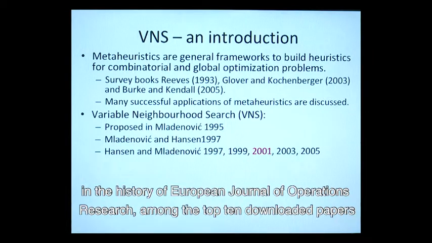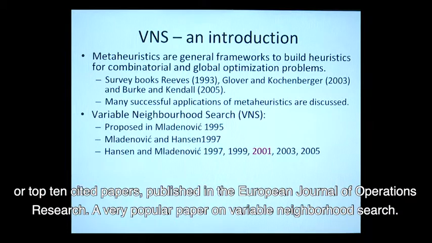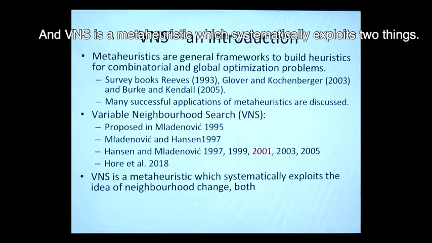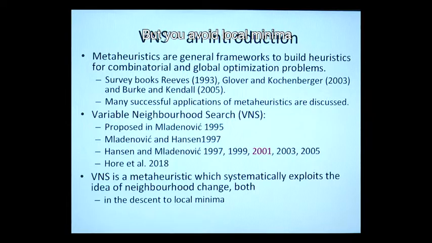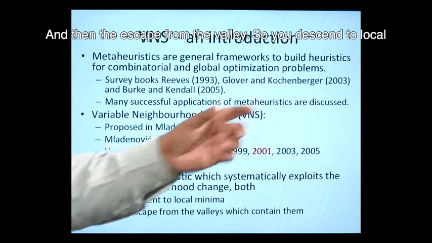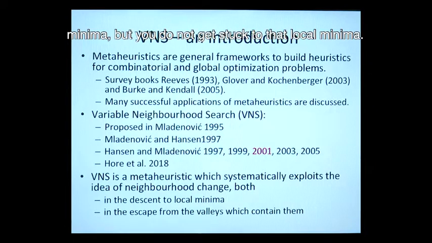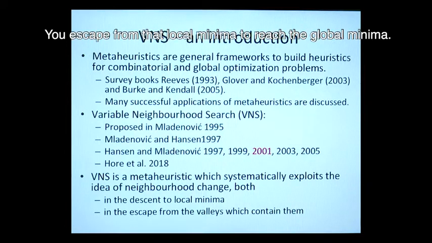That is possibly, in the history of the European Journal of Operational Research, a top 10 downloaded or top 10 cited paper, a very popular paper on variable neighborhood search. And this VNS is a metaheuristic which systematically exploits two things. One, the descent to local minima, that means you go for local minima, but you avoid getting stuck, and then the escape from the valley. So you descend to local minima, but you do not get stuck at that local minima, you escape from it to reach the global minima.